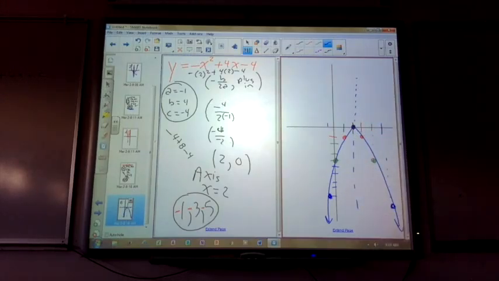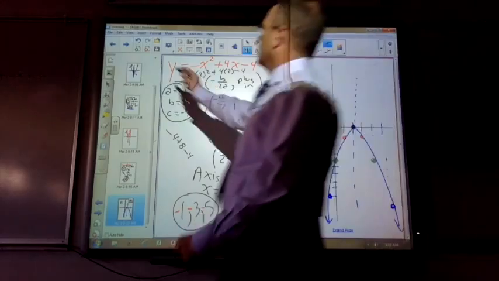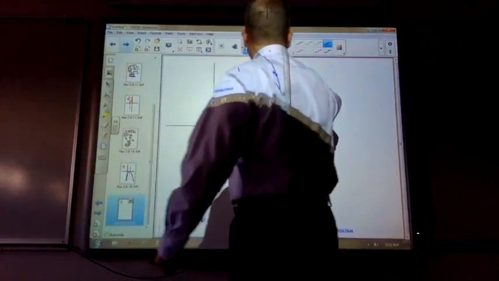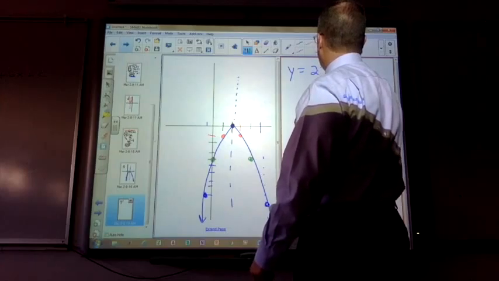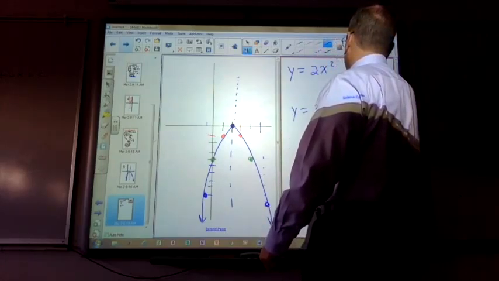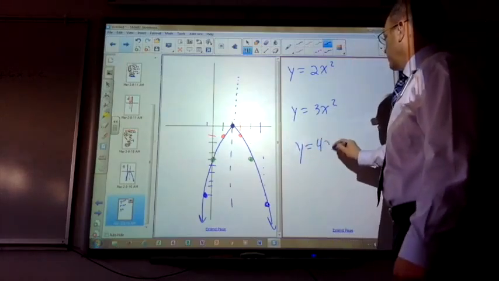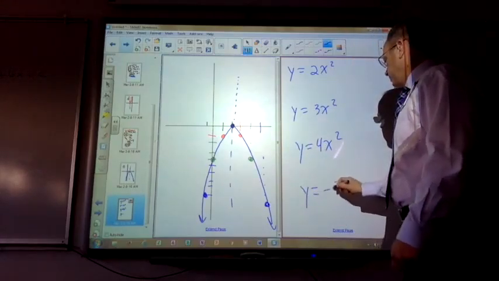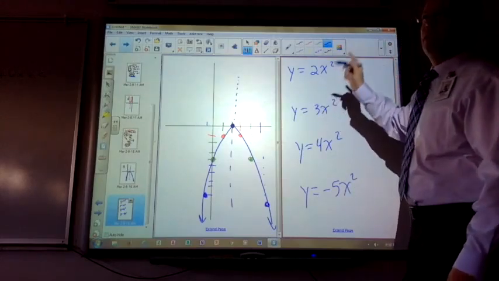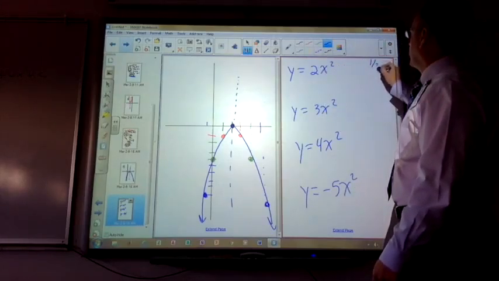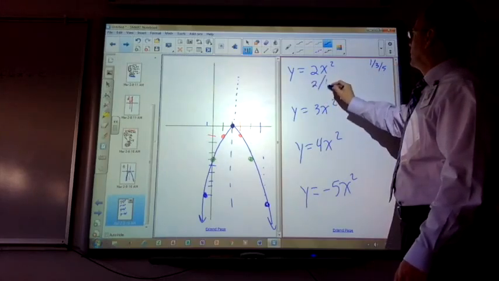Golly, this is so much easier. When do you decide that one of them is 1, 3, 5, and the other one's 2, 6, 10? The a value dictates it. If the a value is 1, it's 1, 3, 5. So let's do this real quick. If it's just x squared, we're going to use 1, 3, 5. But this is going to go 2, 6, 10.